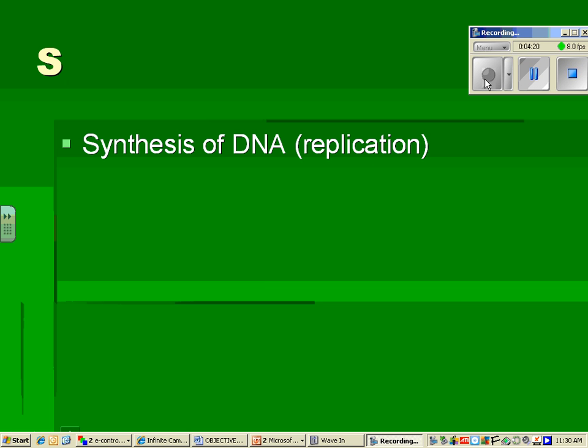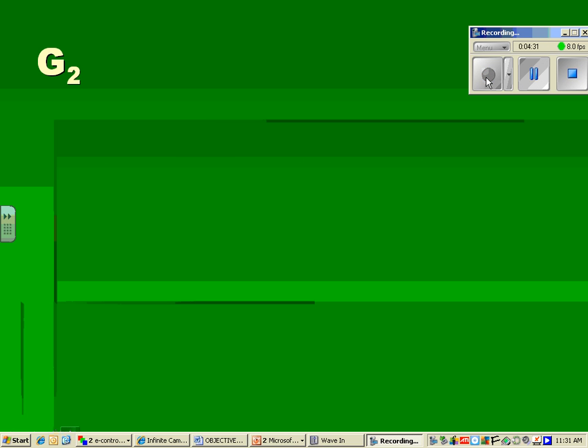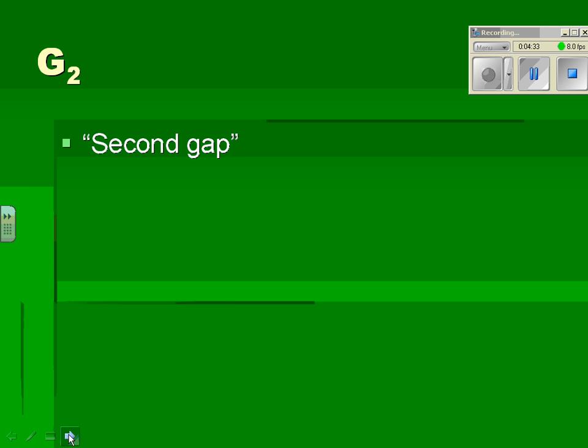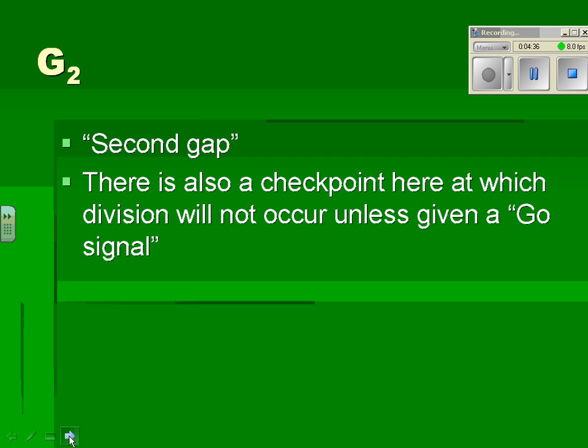S just stands for the replication or the creation of new DNA. There's nothing really to say about that, except that. G2 literally stands for second growth, or second gap, I mean. And here, there is another checkpoint, at which now the cell is all ready to divide. It's created its DNA, it's ready to go, but it needs another signal to divide.